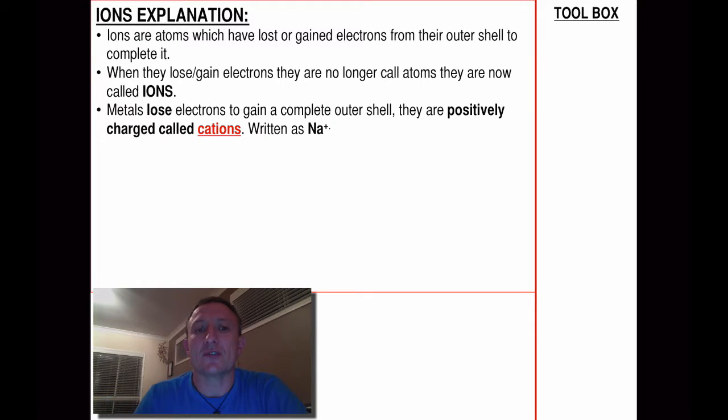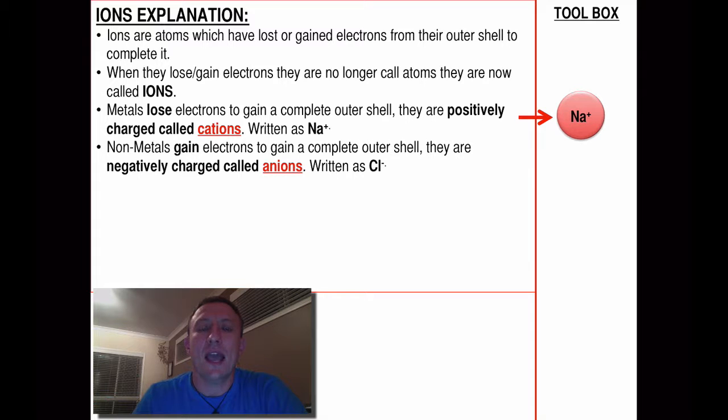If you lose electrons to gain a complete outer shell, then we classify you as being positively charged. As a result, the atom is now a cation. For example, sodium is written as Na+, it's positively charged. If you're gaining an electron, and this happens generally with non-metals to complete the outer shell, you become negatively charged, and then you are termed an anion. For example, chlorine. This is written as Cl-. So you can see that sodium has lost an electron and it becomes positive, and chlorine has gained an electron, so it becomes negative.